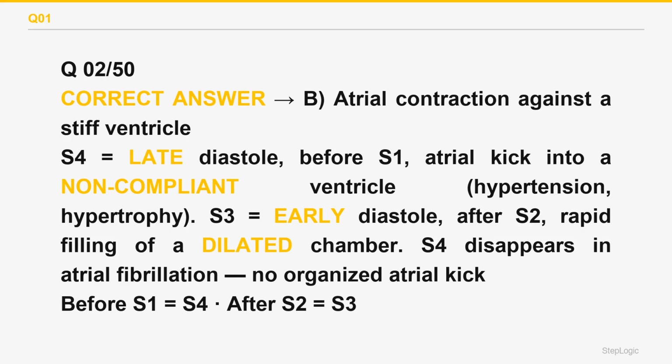One elegant consequence is worth carrying. Because S4 requires a coordinated atrial contraction, it cannot exist in atrial fibrillation. That single fact has decided many exam questions. Choice C describes a mid-systolic click, choice D a systolic ejection murmur, and choice E the mechanism of a widened S2 split, all systolic or S2-related events, and therefore wrong for a sound occurring in late diastole. If you see an S4 with hypertension, think stiff, hypertrophied ventricle, not a dilated one.